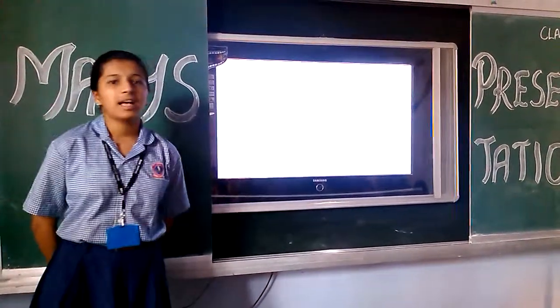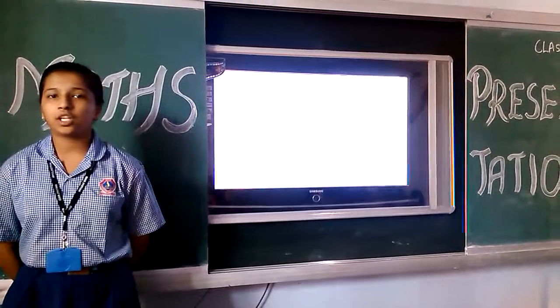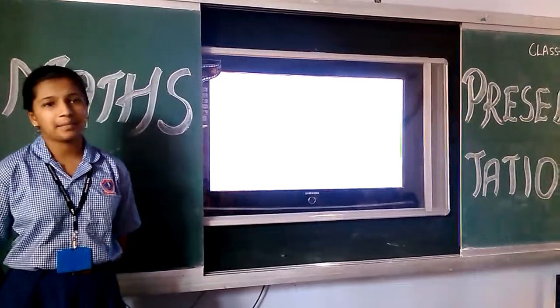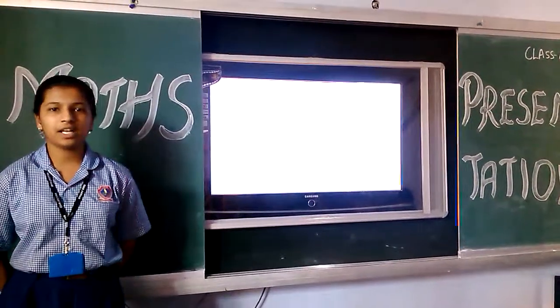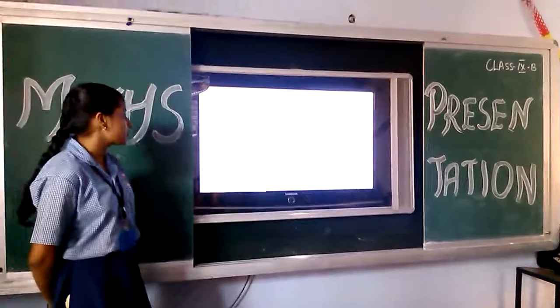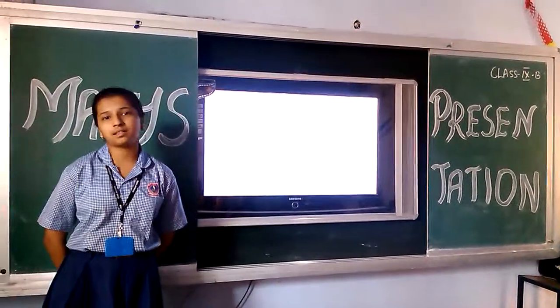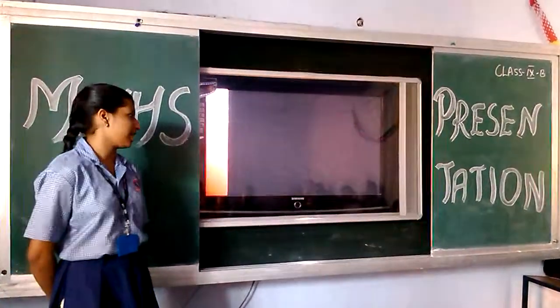Next is angles. An angle is formed by joining two rays with the same endpoint. Types of angles: acute angles. Those angles whose measure is less than 90 degrees are known as acute angles. Next is right angle. An angle whose measure is 90 degrees is known as a right angle.